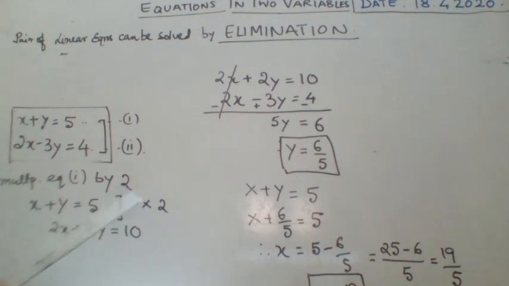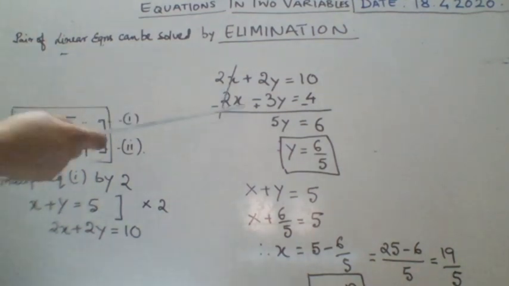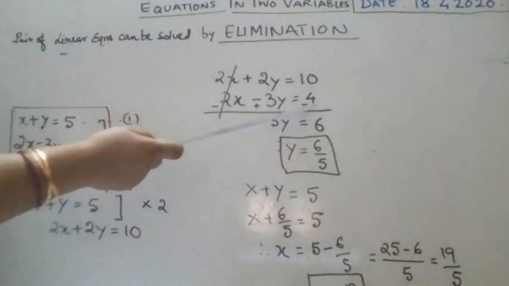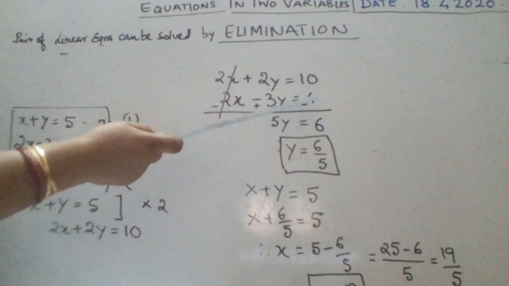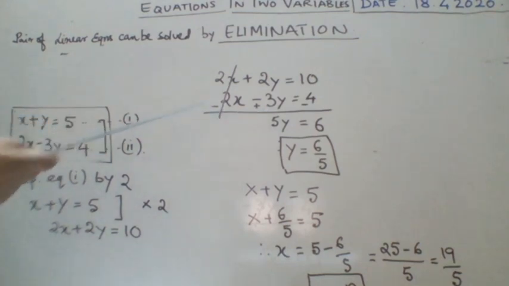When you multiply it by 2, you get x plus y equal to 5 into 2, that is 2x plus 2y equal to 10. Now you write it down, and the other equation is 2x minus 3y equal to 4. Because these two both are of positive sign, you cannot add them, you need to subtract. If you subtract, this sign gets changed. This is plus 4 becomes minus, 3y becomes plus 3y, and plus 2x becomes minus 2x.